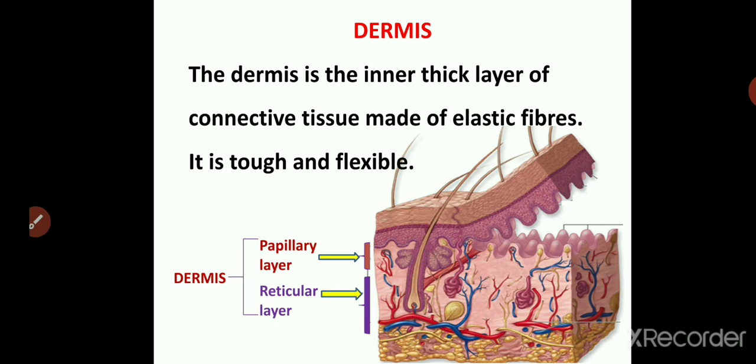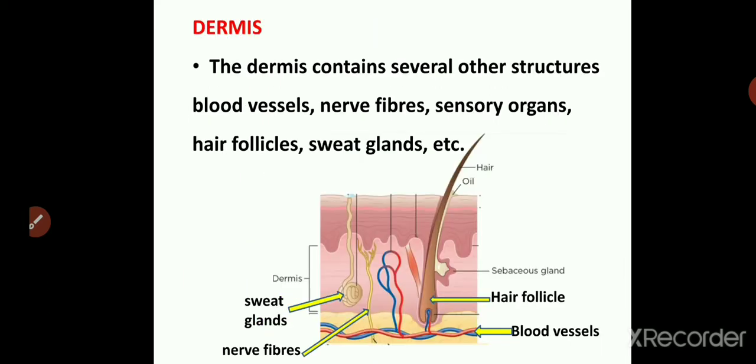And the lower reticular region is present below the papillary region. The remaining part of the dermis is called the reticular region. It consists of dense connective tissue. So here you can see the dermis region along with the other substances. It also consists of blood vessels which form a network of capillaries. Then it has nerve fibers that end in receptors, that is the touch corpuscles. Then it also has sensory organs, hair follicles, sweat glands and various other skin derivatives.